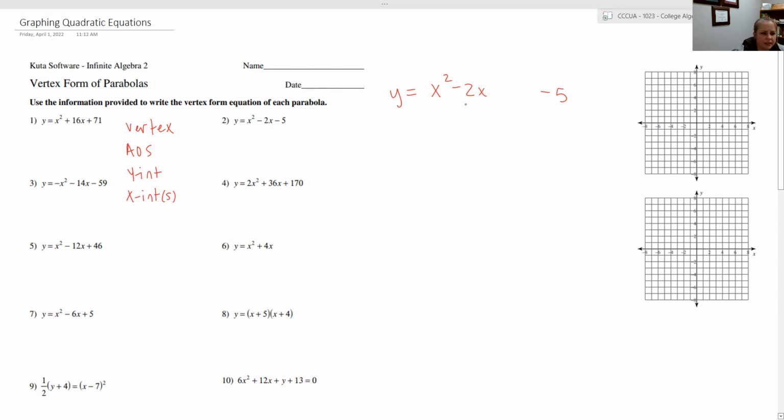So as we complete the square to convert to vertex form, I'm going to add to this half of that squared. So half of 2 is 1, and I'm going to square it. Now what I added to my equation is 1. I need to come over here and undo that. So I've got to add it, and I've got to take it away at the same time.